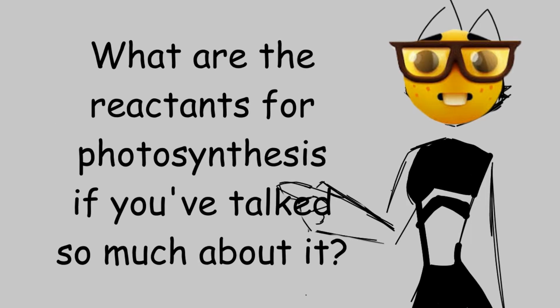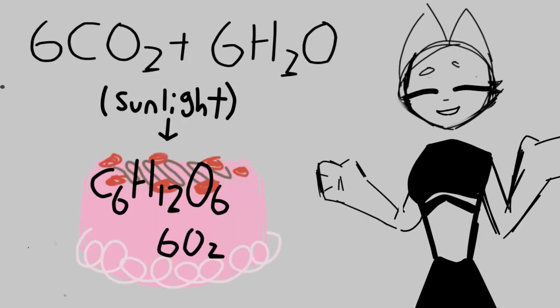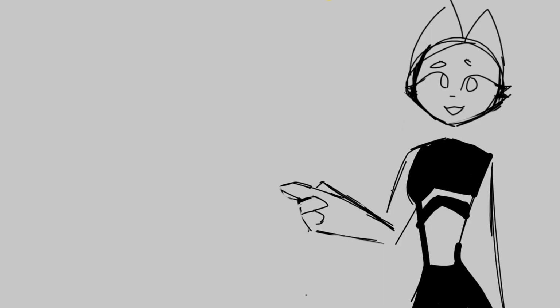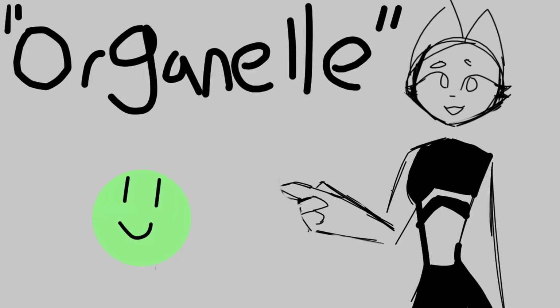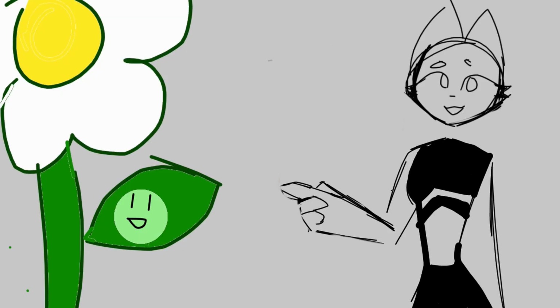Now, you might be wondering, what are the ingredients for photosynthesis then, if you've talked so much about it? Well, our cake has just been made of carbon dioxide and water this whole time. Now again, you might also be wondering, where does this happen? For baking, it's your kitchen. For photosynthesis, it's an organelle, basically a mini organ in a cell, called the chloroplast. It's why plants look green, and why we don't. We don't have chloroplasts, only plant cells have them.